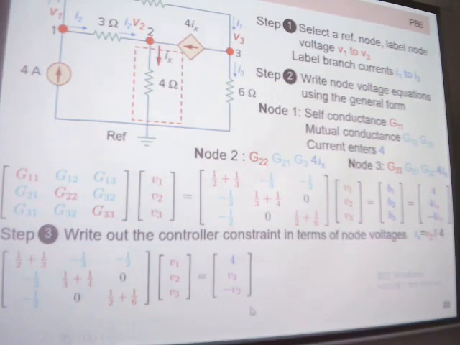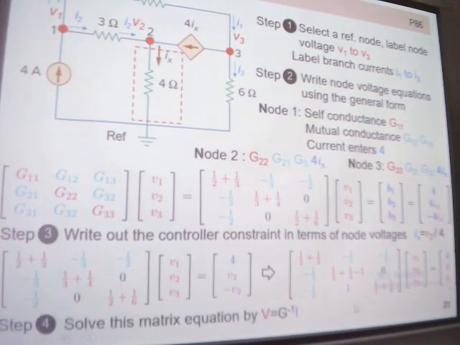Then we can change the equation like this one. And we can see all of the variables are changed to V, right? And we can calculate the result. We can move this part to the left-hand side, right? And we get this one. And this one is easy to get the result. Just use V equal to G inverse times I. Is it easy?